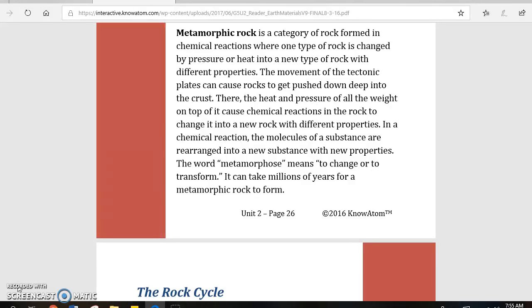In a chemical reaction, the molecules of a substance are rearranged into a new substance with new properties. The word metamorphose means to change or to transform. It can take millions of years for a metamorphic rock to form.